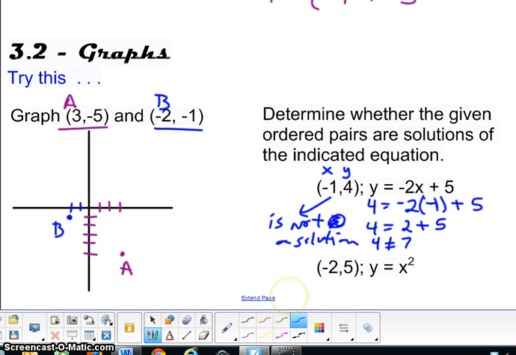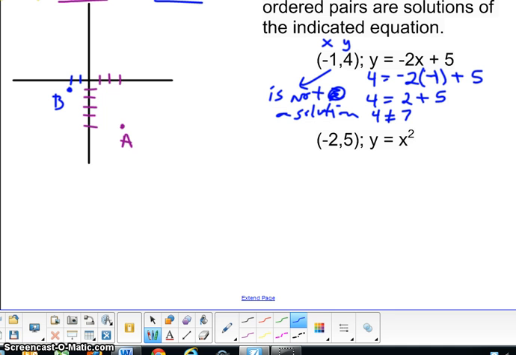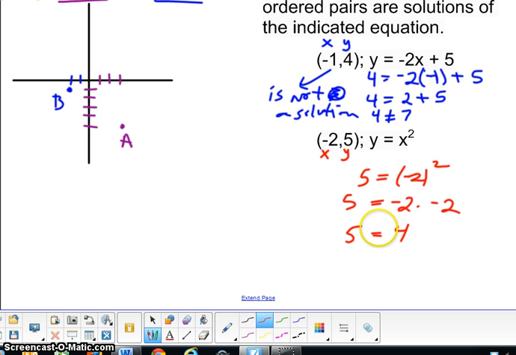Okay, so then go ahead and push pause and see if the next one is a solution. So hopefully you found that this was also not a solution. This is x, this is y, and if we replace, we have 5 equals (-2) squared. Notice I use parentheses. Please do that as well. So you remember to take -2 times -2, because there are 2 of them, and that equals 4, but 5 does not equal 4. So therefore, (-2, 5) is not a solution to the equation.